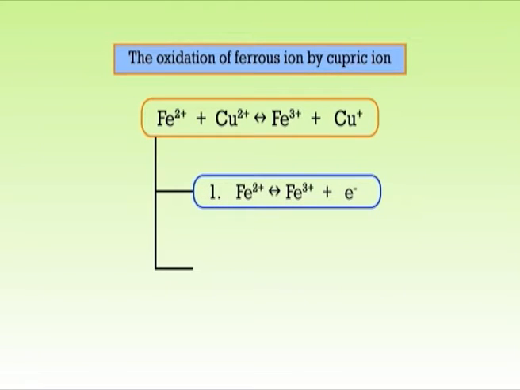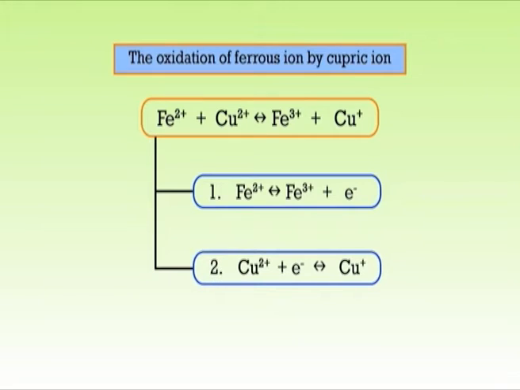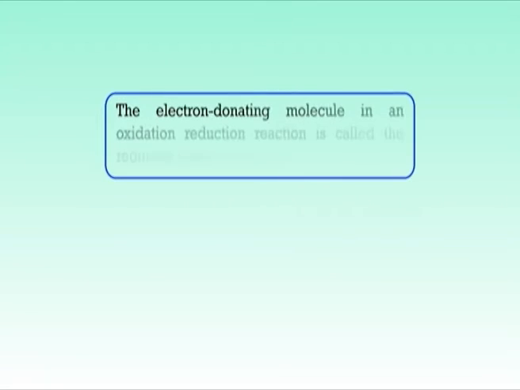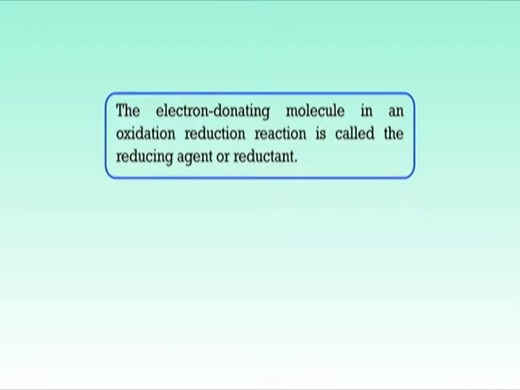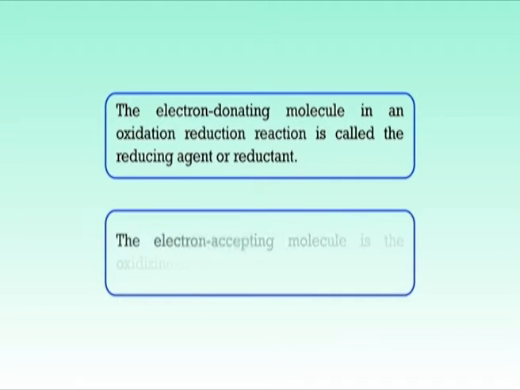First, the ferrous ion is converted to a ferric ion plus one electron. And second, the cupric ion is converted to a cuprous ion while it accepts one electron. The electron-donating molecule in an oxidation-reduction reaction is called the reducing agent or reductant. The electron-accepting molecule is the oxidizing agent or oxidant.